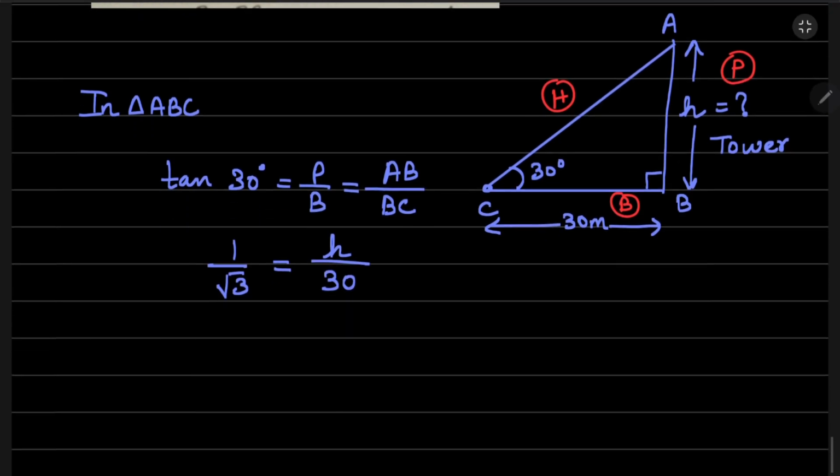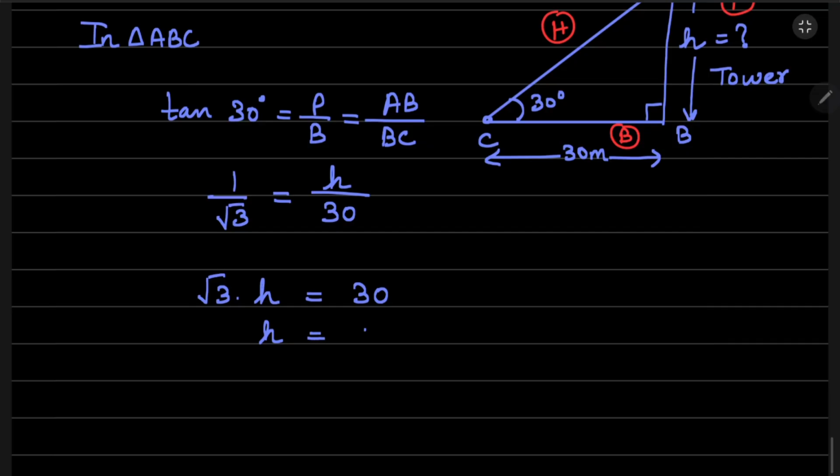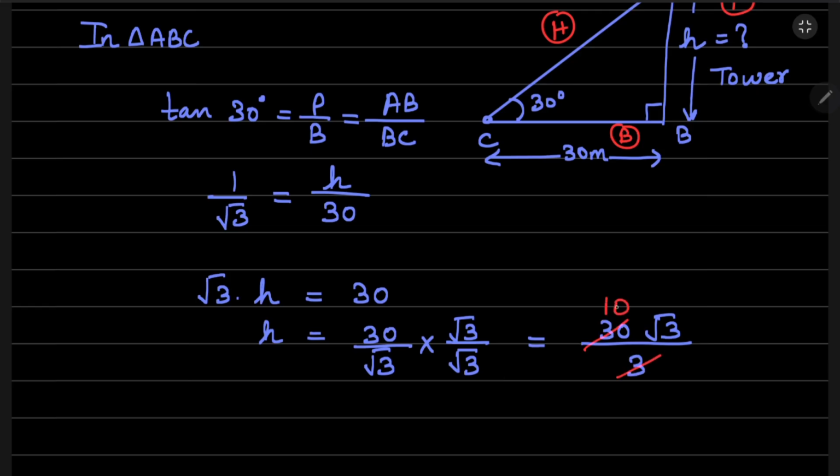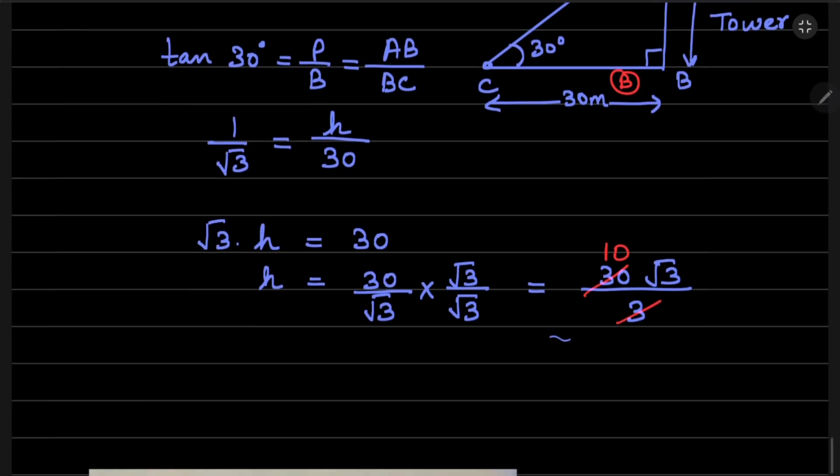Okay, so what do you get? Cross multiply. So root 3 multiplied by H is equal to 30. So H is equal to 30 by root 3. You can rationalize the denominator by multiplying numerator and denominator by root 3. So what do you get? 30 root 3 is the numerator, divided by root 3 into root 3, which is 3. Three tens are 30. So what is the answer? It is 10 root 3.